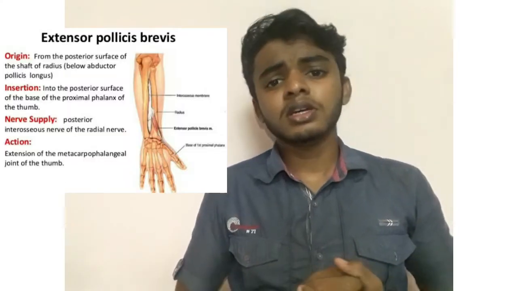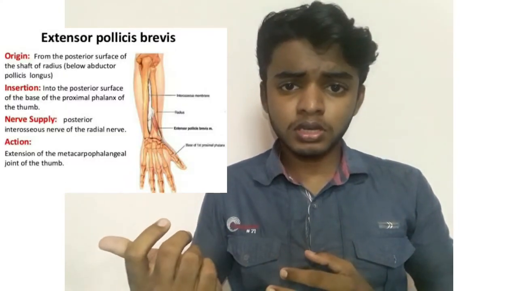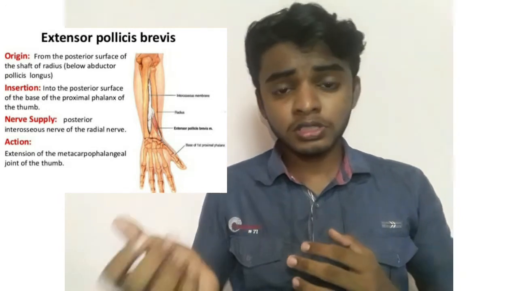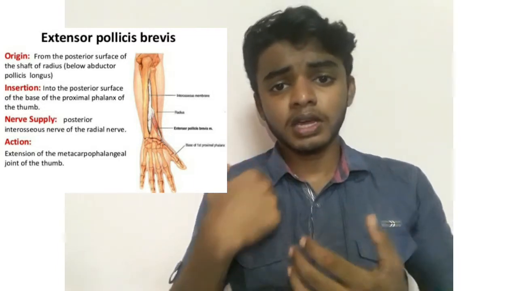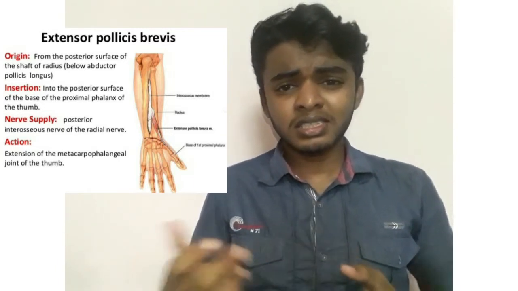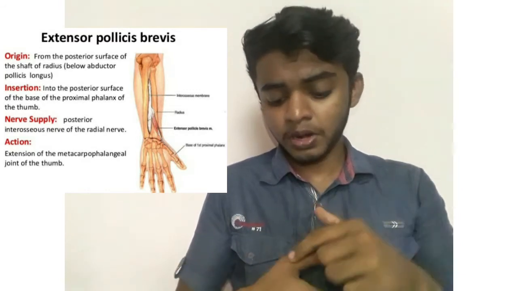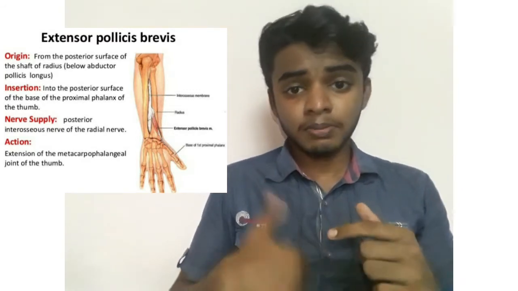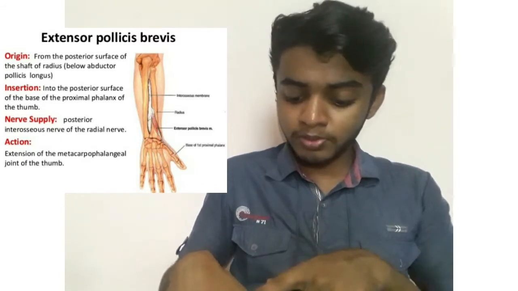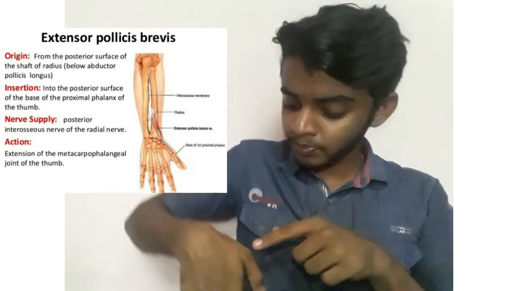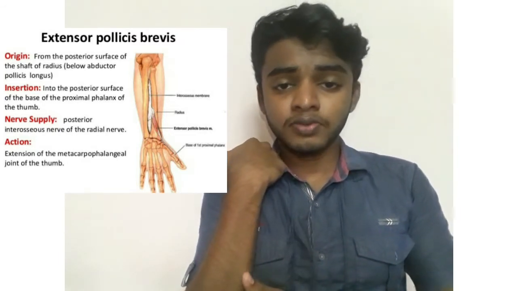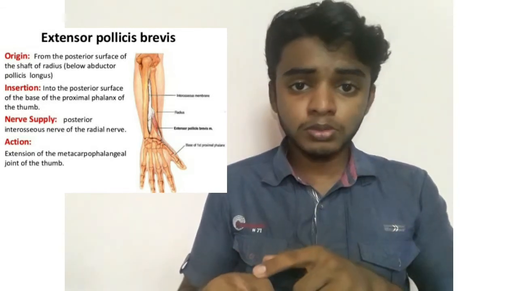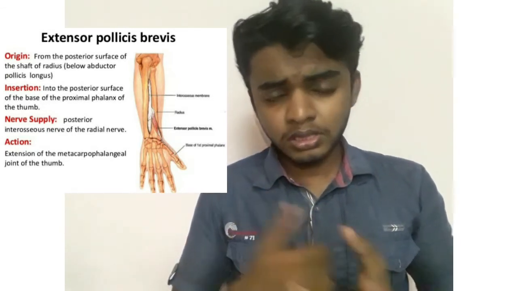Then the next muscle will be the extensor pollicis brevis. The extensor pollicis brevis takes its origin from the posterior surface of the shaft of the radius, and it is inserted into the proximal phalanx of the thumb. Thumb consists of only 2 phalanges, is it? The proximal phalanx as well as the distal phalanx. So it takes its origin from the posterior surface of the shaft of the radius. It is inserted into the proximal phalanx of the thumb, and it is also supplied by the deep branch of the radial nerve.